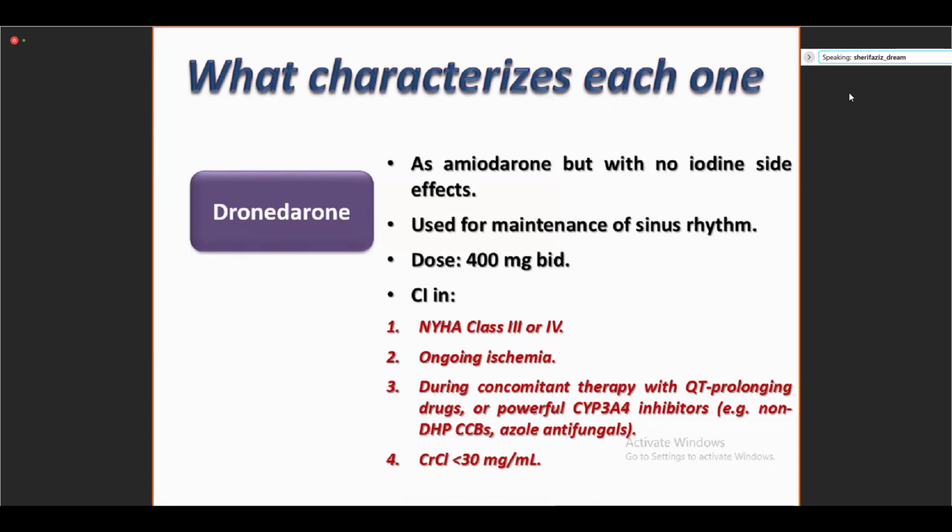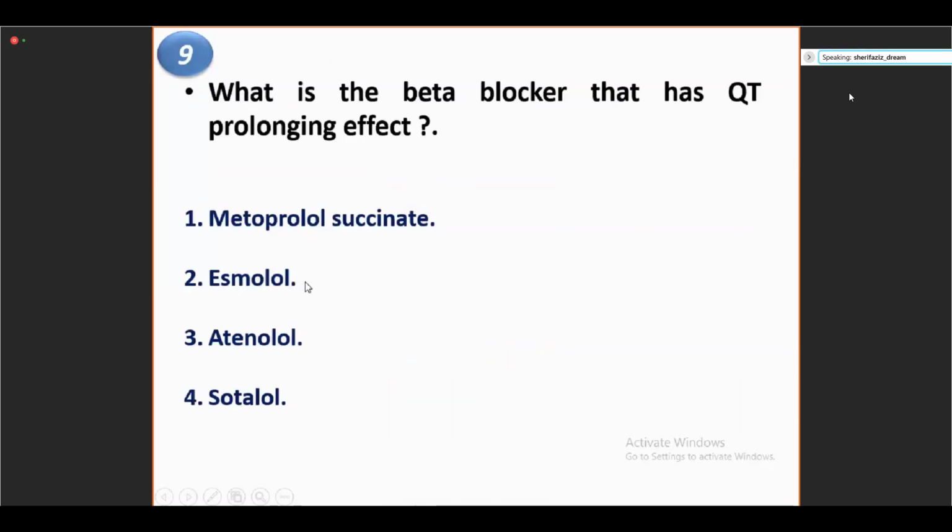Also, it is contraindicated if combined with other QT prolonging medication because it prolongs the QT, or with some enzyme inhibitors like non-DHP calcium channel blockers. It has a fixed dose, 400 milligrams twice per day, and it has no iodine in its structure. That's why, of course, it doesn't have the cumulative side effects of amiodarone. Let's move to the next question, please, Dr. Ahmed. What's the beta blocker that has a QT prolonging effect?